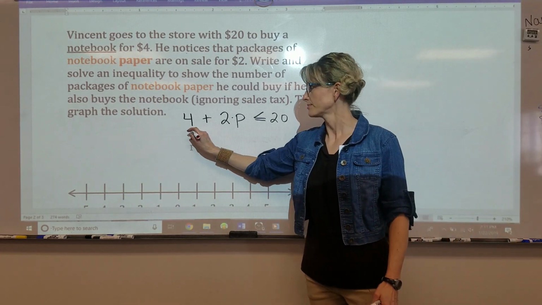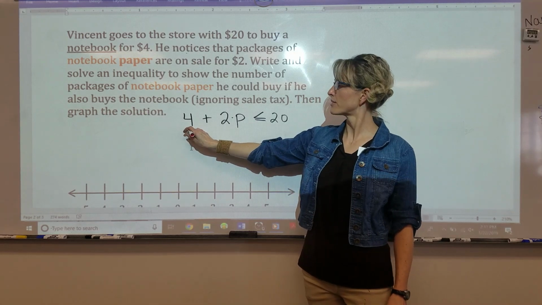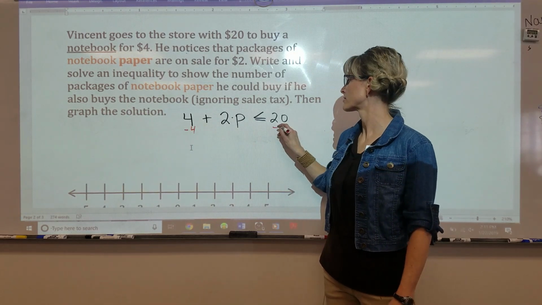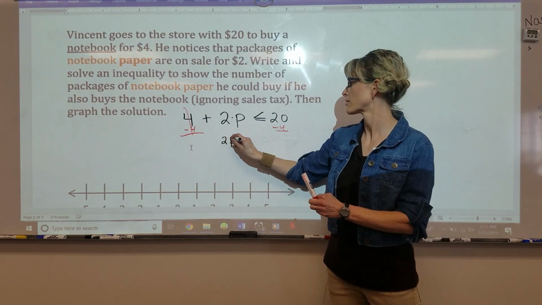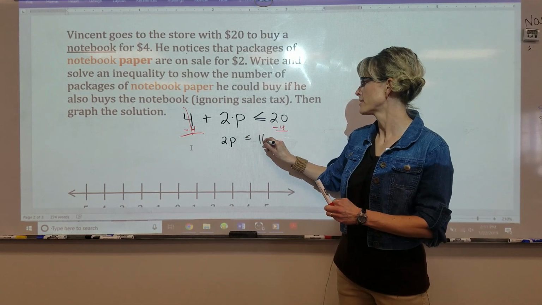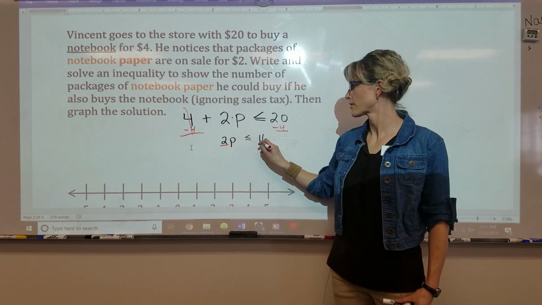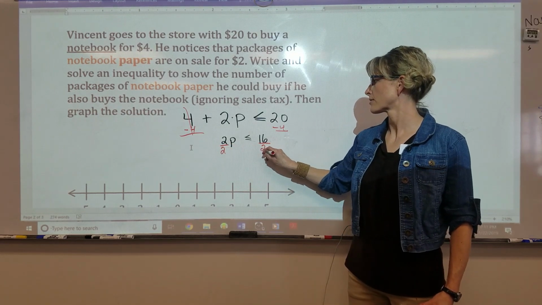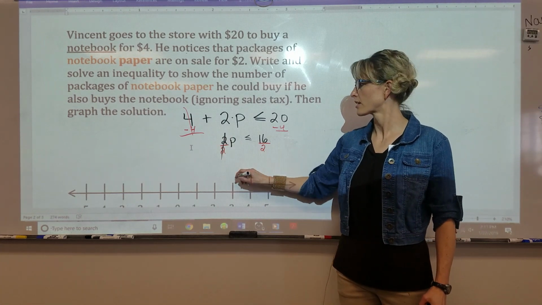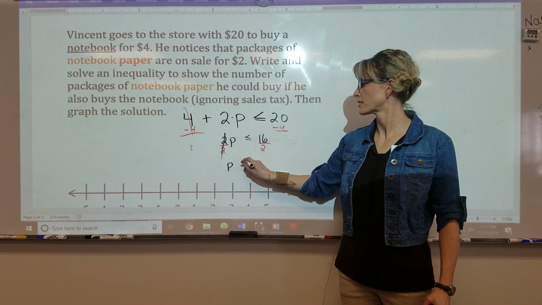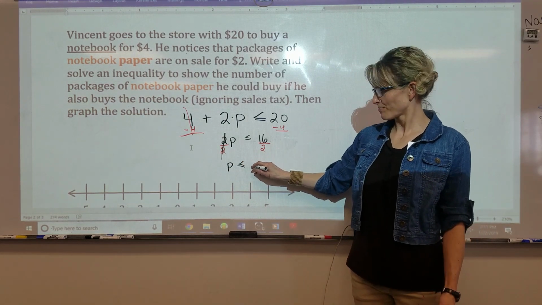Jasmine. Okay, can I just go step by step? Yeah. Well, you would have to subtract 4 from both sides to keep it equal and balanced, and that would equal 16. And then you're gonna want to divide 16 by 2, and both sides by 2, so that you can keep it balanced still. And that will leave you with P is less than or equal to 8.